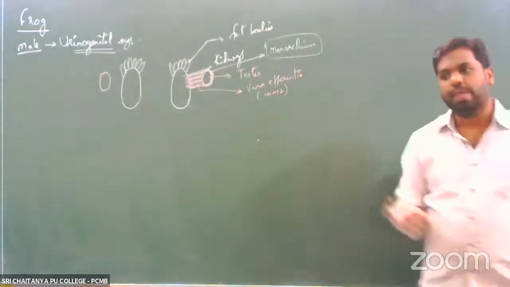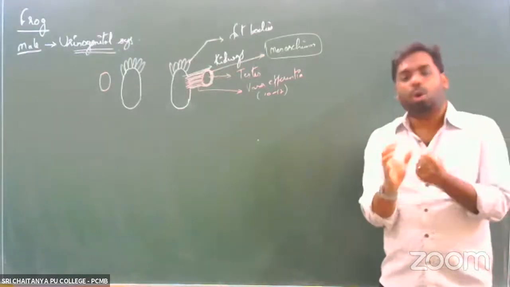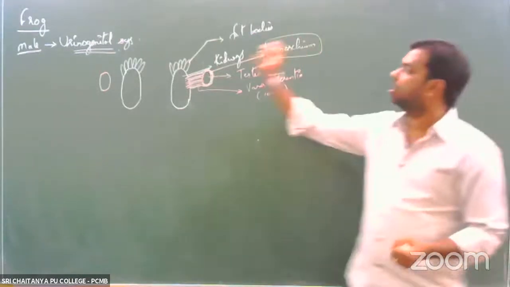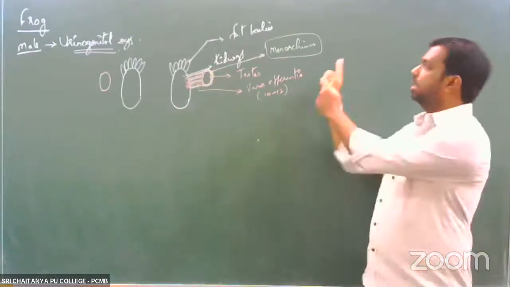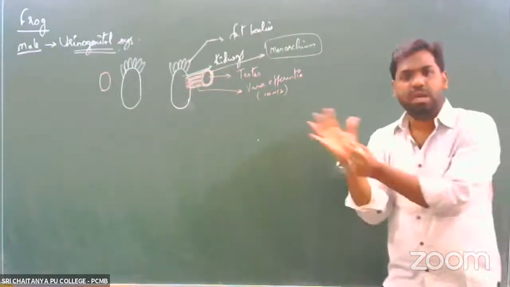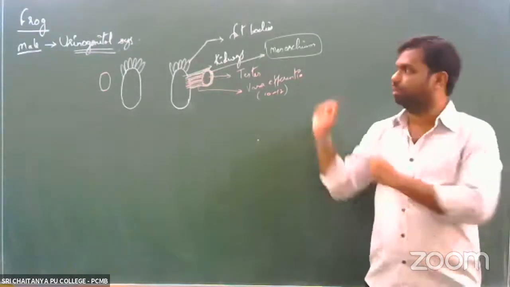So mesorchium is a double membrane peritoneum which would hold the testis on the kidneys, right? So this is the connection that is actually being created. Because of this, the testes are said to be held over the kidneys, right? So this is what we have.